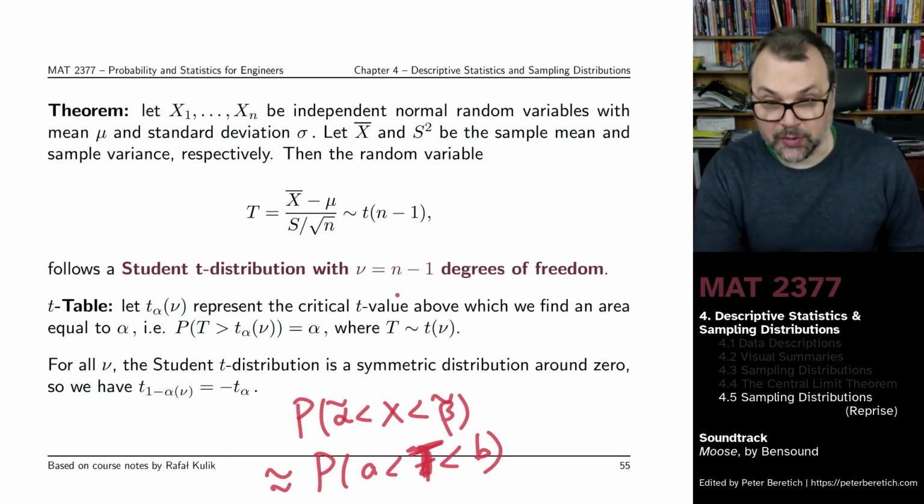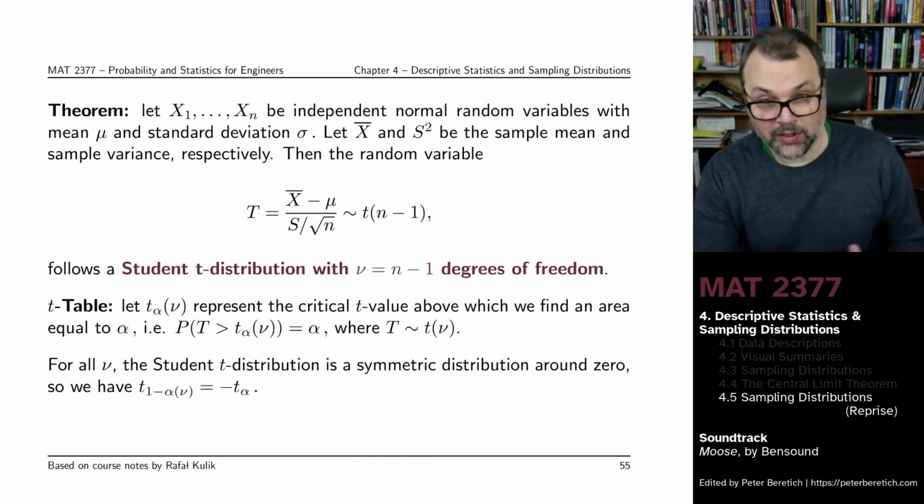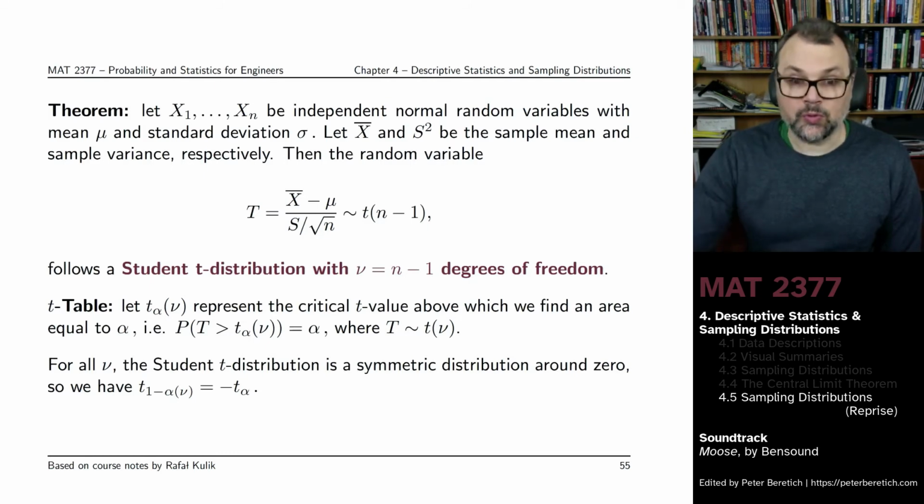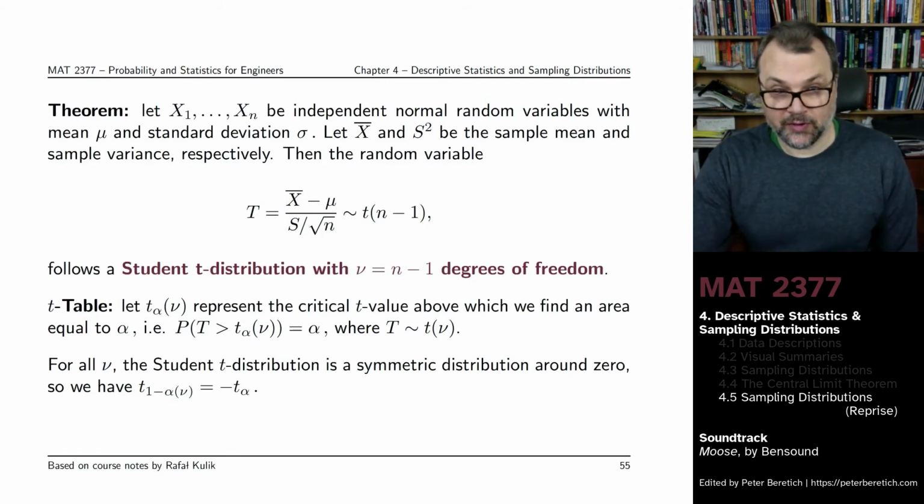And in order to be able to compute these quantities, you need to know what the PDF is for the student t distribution. You need to know how to compute the critical values. Well, you can do so with the help of a t table, right? So the critical value for the t distribution with n degrees of freedom at a value of alpha, that's the point above which the area underneath the curve is equal to alpha.